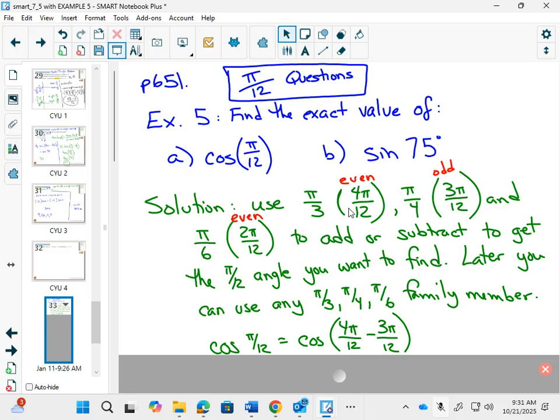And so in A, if I wanted to find cos of pi over 12, I have to figure out, is there a way I could add or subtract them to get pi over 12? And there's actually two different ways. I could either take 4 pi over 12 and subtract 3 pi over 12. That would give me 1 pi over 12. Or I could take 3 pi over 12 and subtract 2 pi over 12. That would also give me 1 pi over 12. So for this first one, we could use these ones. Later, we're going to find out that we can use any coterminal angle or any family member on our unit circle to figure these out.